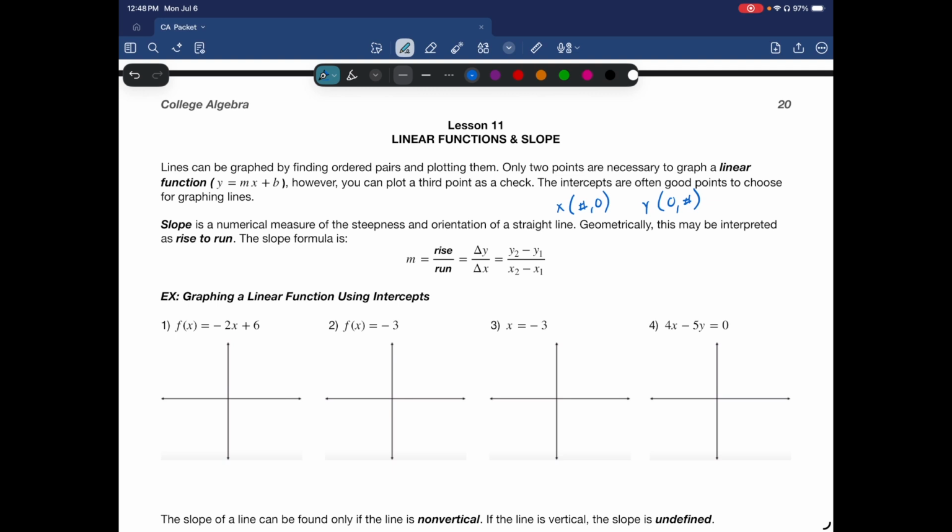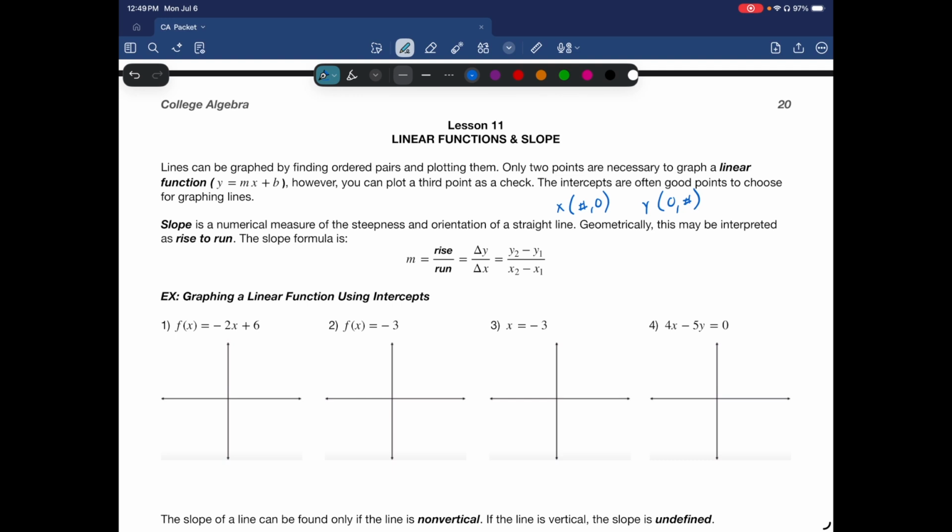Slope is a numerical measurement of steepness and orientation of a straight line. So geometrically, this may be interpreted as rise over run. So if you're looking at a graph, you want to think about slope as rise over run. But algebraically, there's a formula. The difference of y's over difference of x's. Y's are always on top. And if you follow the formula, you can't mess it up.